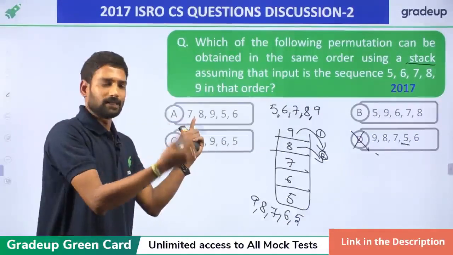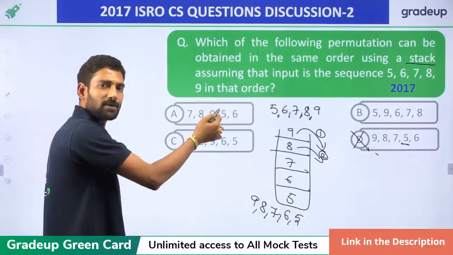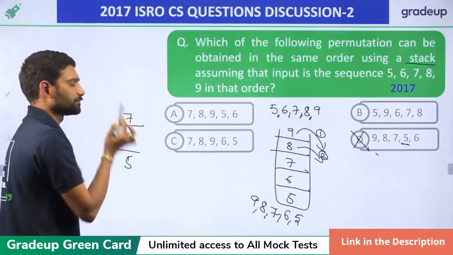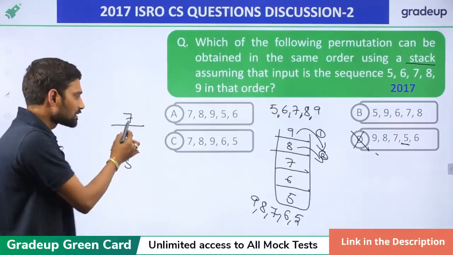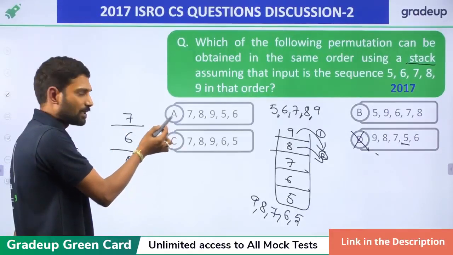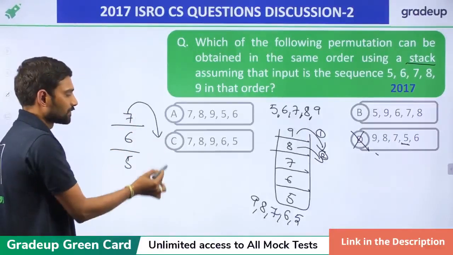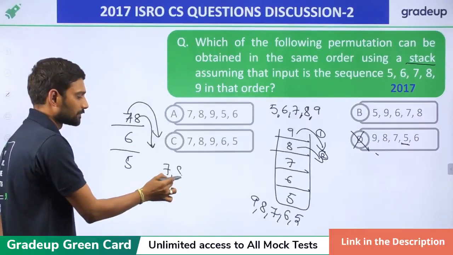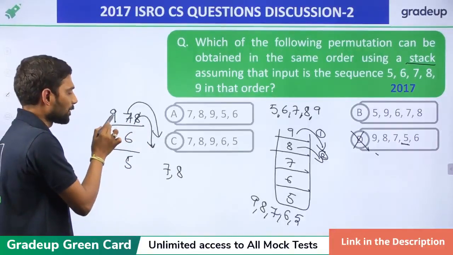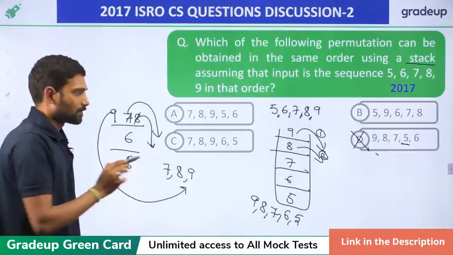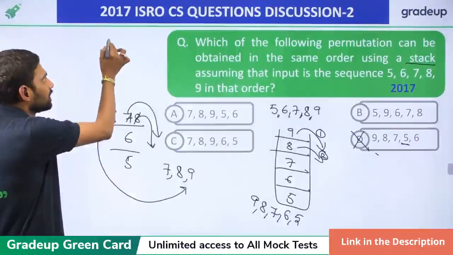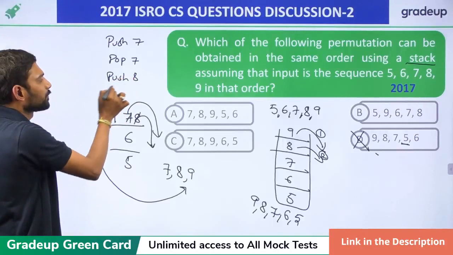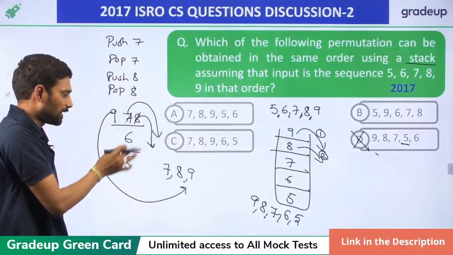Next, let us apply this. 7, 8, 9, 5, 6. When this can be possible, guys? Let's say you are pushing 5, then 6, then 7. If you need to get 7 first, what you have to do? As and when you push 7, pop 7. So, 7 you got. Okay. Now, push 8, pop 8. Similarly, push 9, pop 9. So, 7, 8, 9. This order you can do in this way. Push 7, pop 7. Similarly, push 8, pop 8. Push 9, pop 9 after 5 and 6.